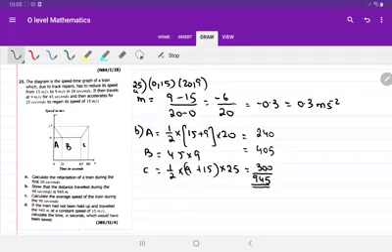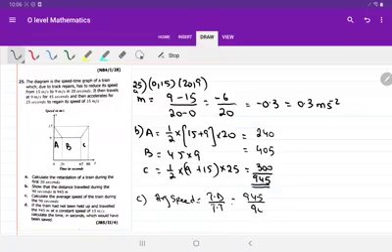Calculate the average speed. Average speed is total distance upon total time, which is 945 upon 90. That turns out to be 945 divided by 90 is 10.5 meters per second.